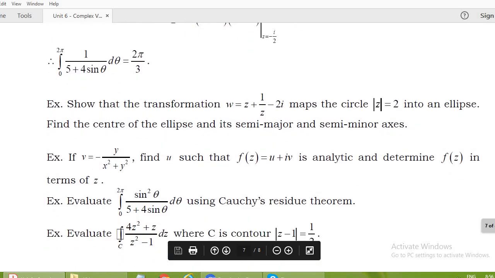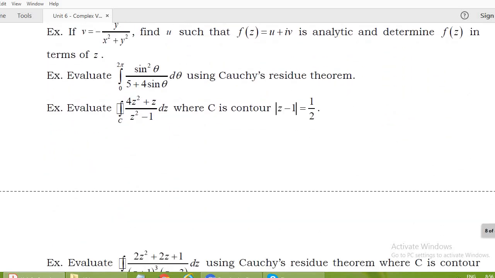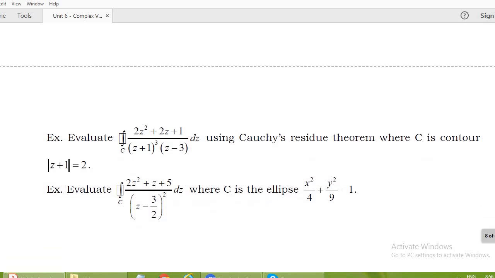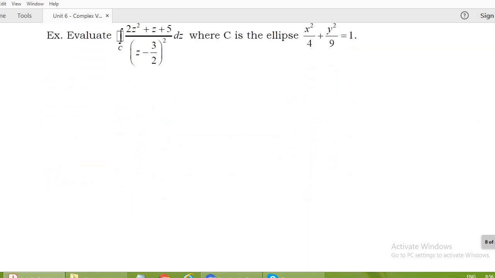And these are additional problems you can try. I just want to tell you that Cauchy's theorem, Cauchy's integral formula as well as Cauchy's residue theorem are very easy. So do a lot of practice and try to score full marks in this topic also. All the best. Thank you.